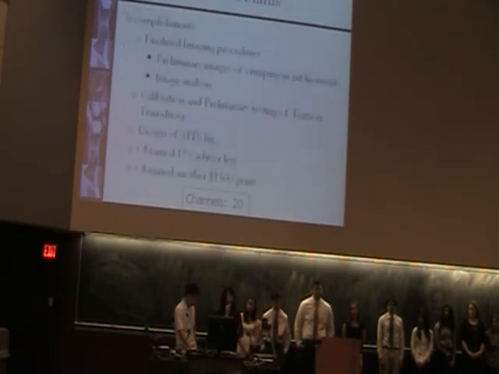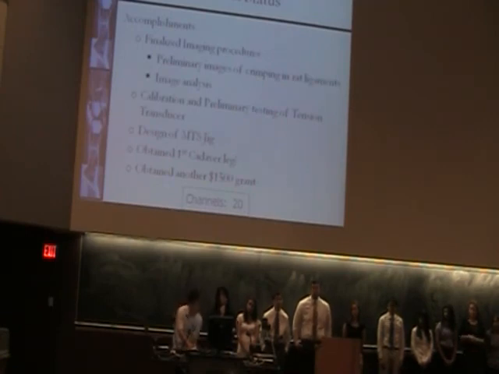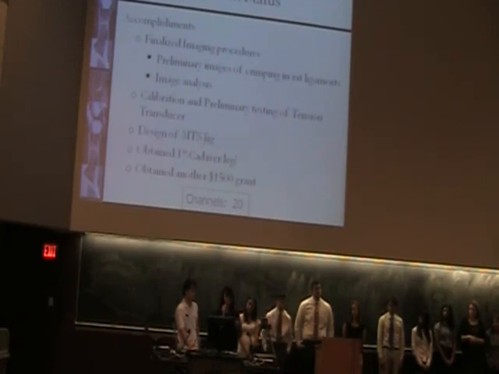So as for our current status of the team, we finalized imaging procedures and we've done preliminary images on crimping and rat ligaments. We've also done preliminary analysis and gotten some crimp angles. We've also bought our tension transducer and we've done preliminary testings as well as calibration of it. We've designed our MTS jig and are in the process of constructing it, and we've also obtained our first cadaver leg, which is pretty cool, and we've obtained another $1,500 grant so we can buy more legs.